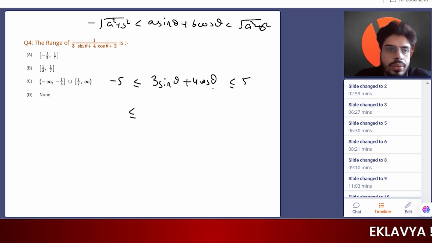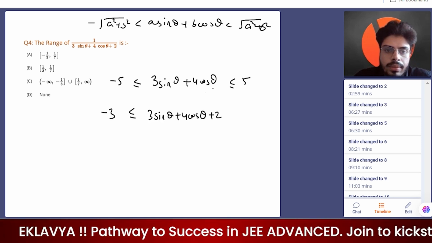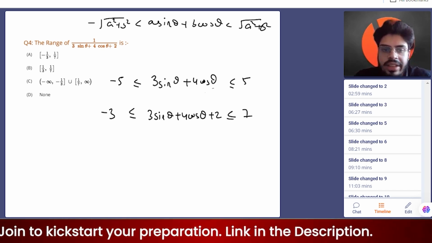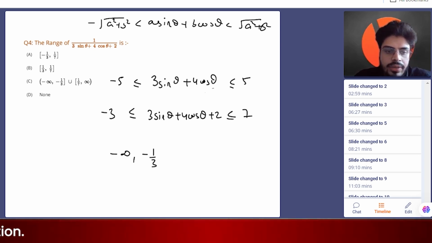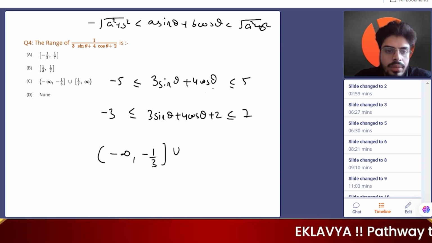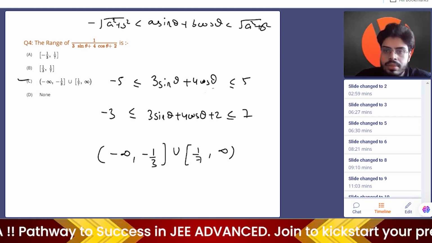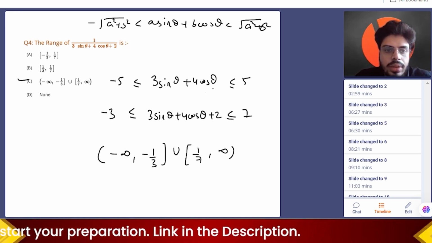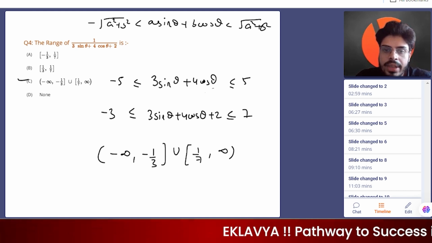So if I add 2, I will get here negative 3 and in 4 cos theta plus 2, here I get 7. Now I have to take the reciprocal. If I take the reciprocal, the sign will change. So the answer will be negative infinity to minus 1 by 3, union 1 by 7 to infinity. Because if we take the reciprocal, the sign will change. So 1 upon 3 sin theta plus 4 cos theta plus 2 will be less than minus 1 by 3 and greater than 1 by 7.